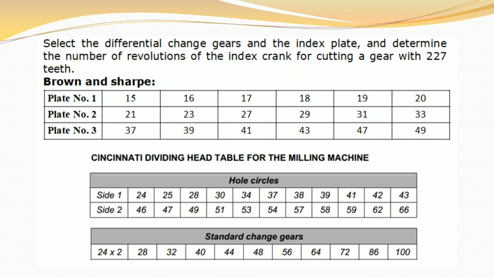Cincinnati dividing head table for the milling machine. Whole circles. Slide 1: 24, 25, 28, 30, 34, 37, 38, 39, 41, 42 and 43. And for slide 2: 46, 47, 49, 51, 53, 54, 57, 58, 59, 62 and 66. Standard change gears: 24 (two of them), 28, 32, 40, 44, 48, 56, 64, 72, 86 and 100.